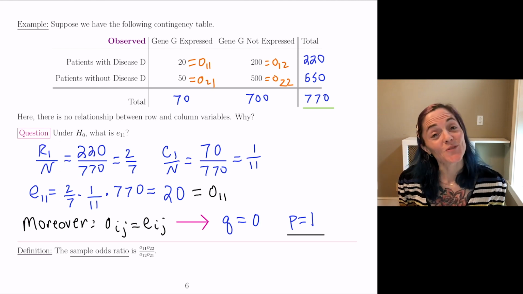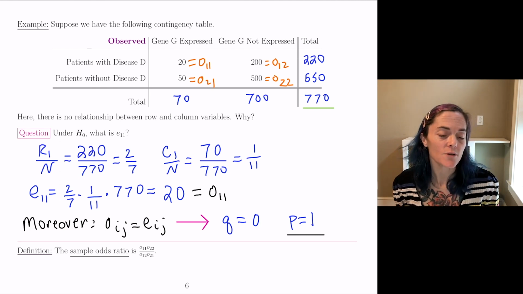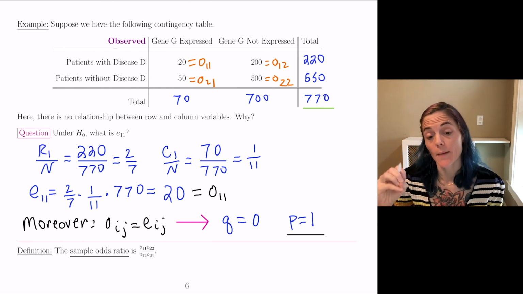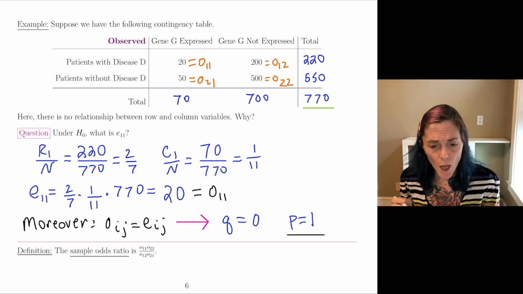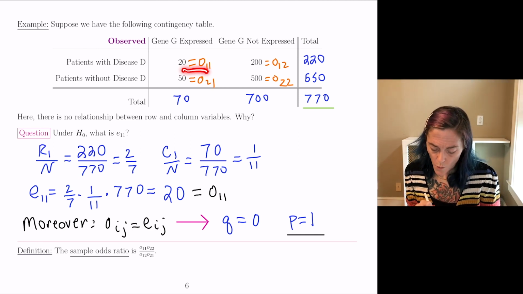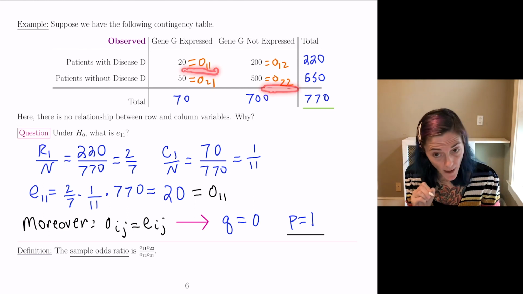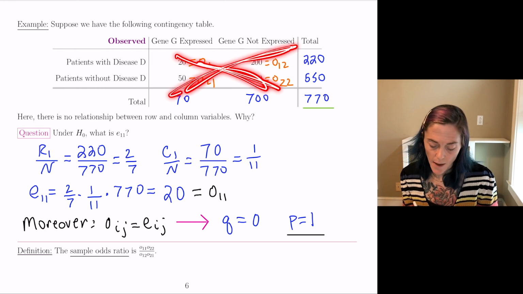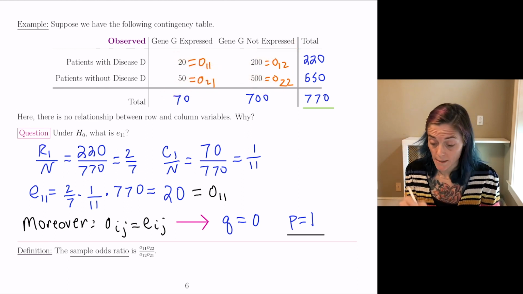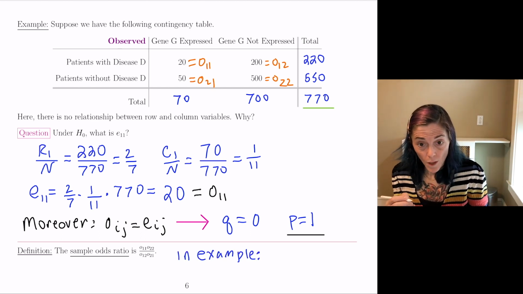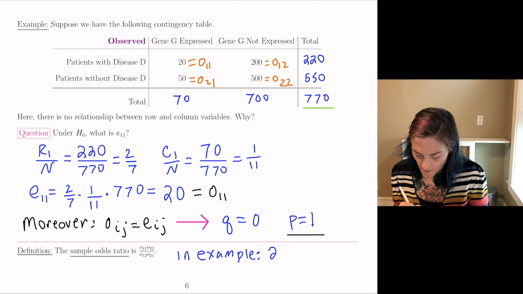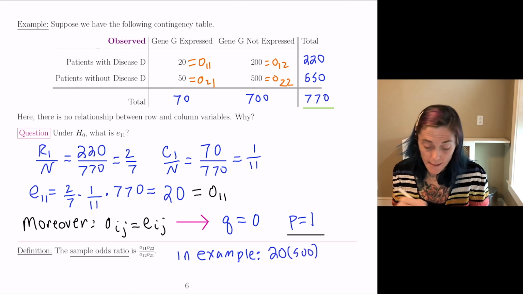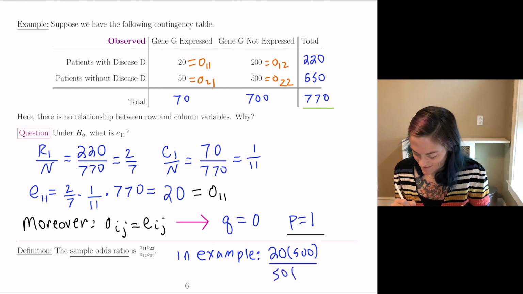Now, we are going to move into Fisher's exact test, and before I do that, let me define a quantity based on this sample. It's called the sample odds ratio. What do you do here? Well, you take O11 times O22 divided by O12 times O21. So you take this divided by this. Okay, let's do it in this example. Well, we get 20 times 500 divided by 50 times 200, which is 1.